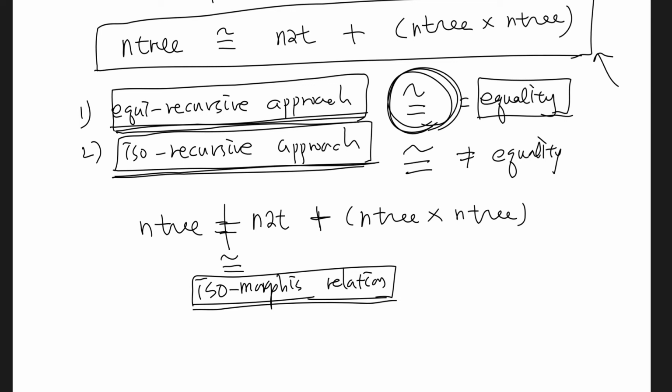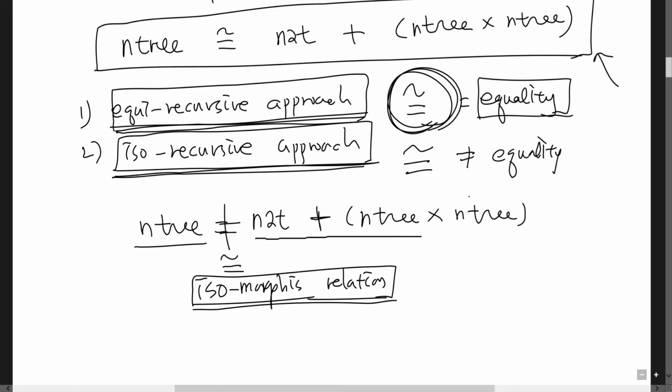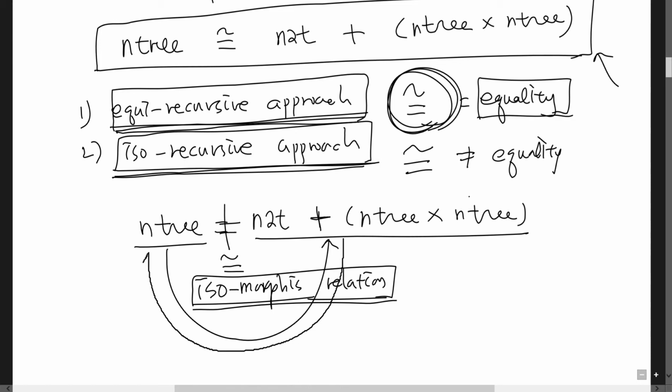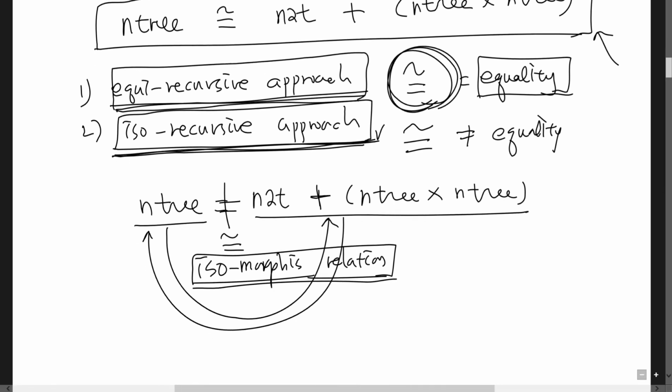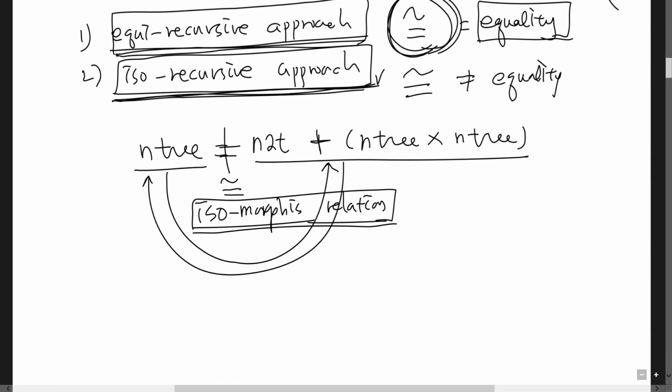And what that means is that you can always convert one to the other. You can expand this recursive type Nat3 to this sum type, and also you can compress this sum type back to this natural number 3. So that's the idea behind the iso-recursive approach. Then how do we convert between these two types?